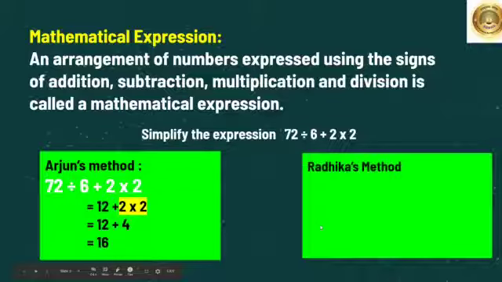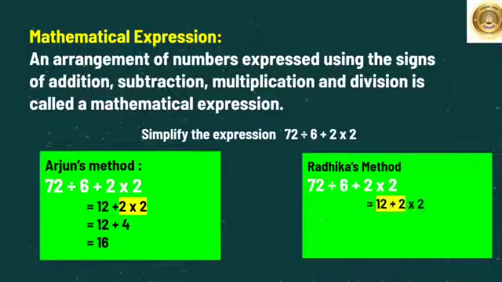Radha was another student who solved the same sum. Let us see what answer she got. She also divided 72 by 6 first. But in the second step, instead of multiplying the 2 and 2, she added the 2 to 12. So she got 14 multiplied by 2. And the final answer she got is 28.